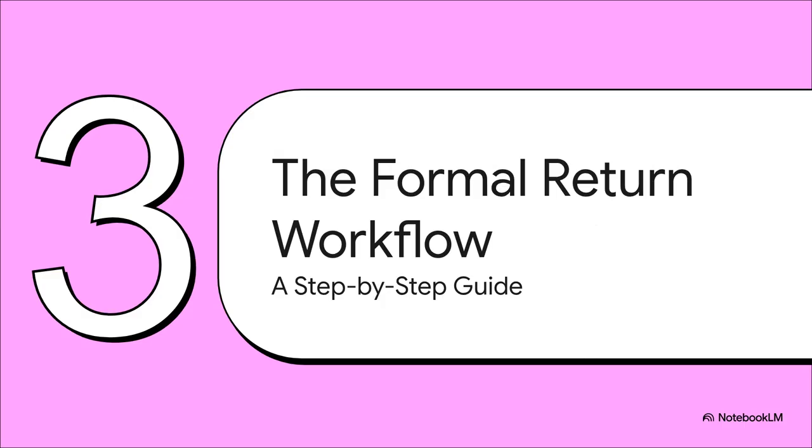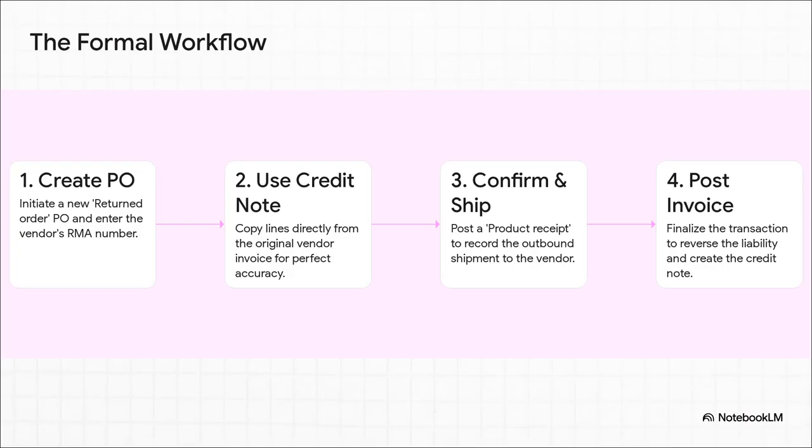Okay, now let's walk through the most structured and auditable method, creating a dedicated returned order. This is the process you'll really want to master for any kind of formal return. This four-step process gives you a complete and totally transparent audit trail. You start with that formal return document. You use the system to perfectly copy the original transaction details. You record the physical outbound shipment, and then you close the loop financially. Every single step is captured right there in the system.